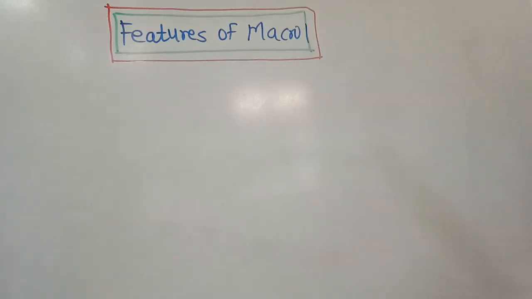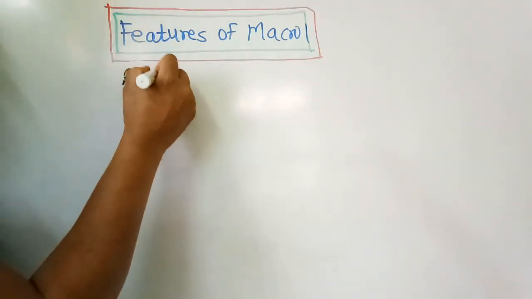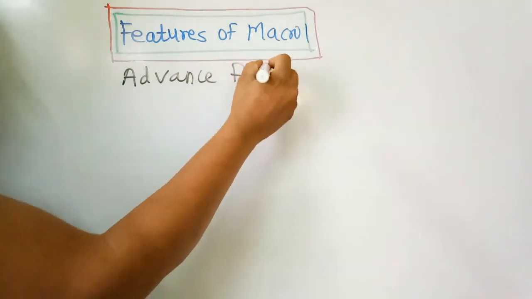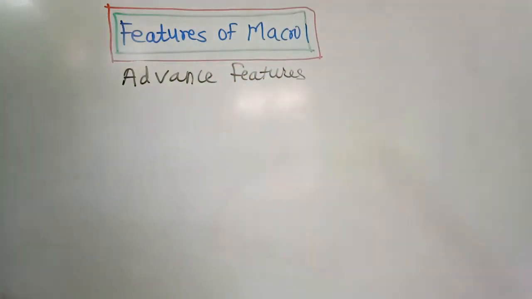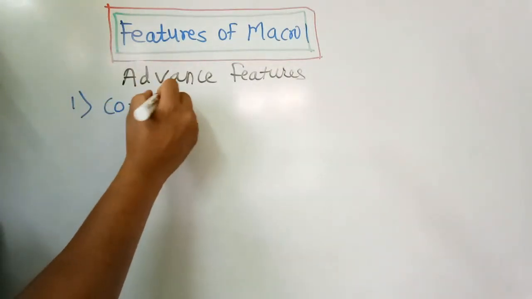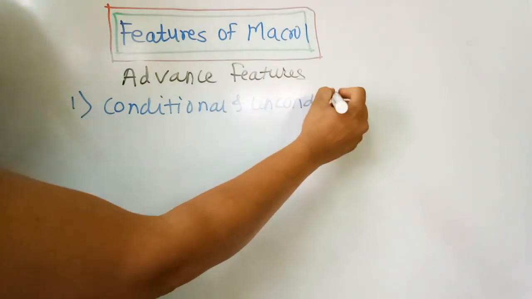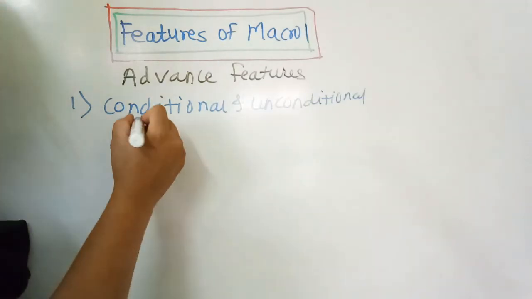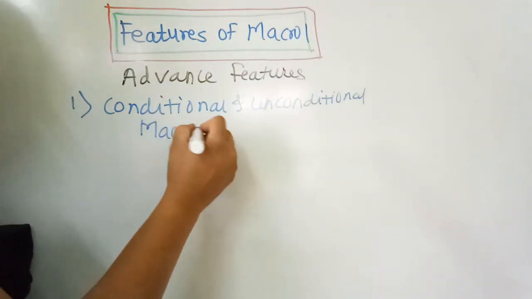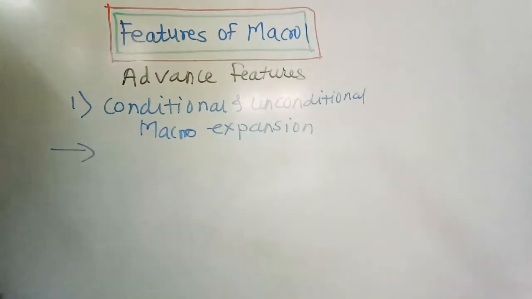In this video, we will see the second feature of the macro, that is nothing but the advanced features. In the advanced features, we will see the first feature, that is nothing but the conditional and unconditional macro expansion. Okay, what does it actually mean?